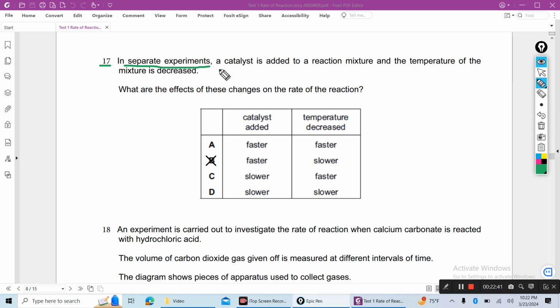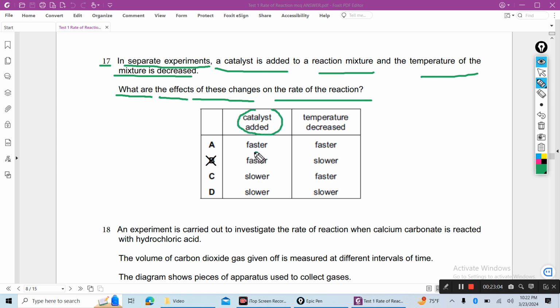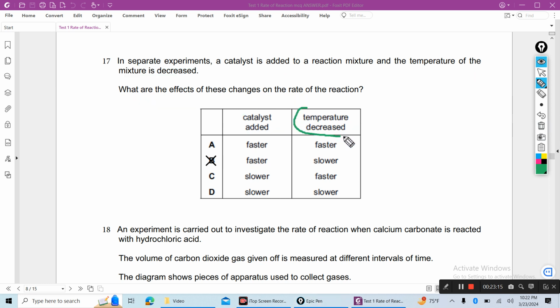In separate experiments, a catalyst is added to a reaction mixture and the temperature of the mixture is decreased. So what are the effects of these changes on the rate of reaction? Now if a catalyst is added, the catalyst speeds up the reaction, I mean the reaction will be faster. If you decrease the temperature, the rate of reaction will decrease, I mean slower. That's why B is the correct answer.